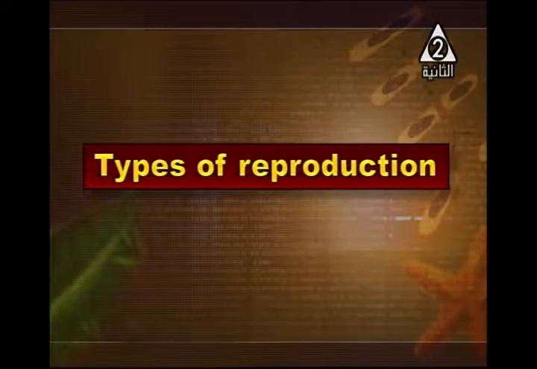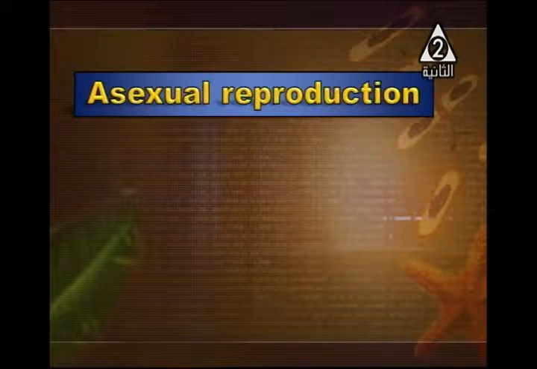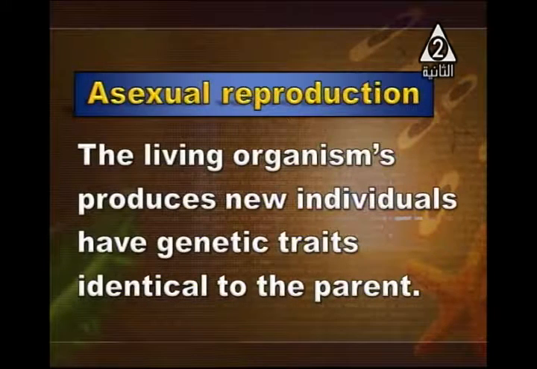What are the types of reproduction? There are two types of reproduction. The first is sexual reproduction and the second is asexual reproduction. Firstly, we will talk about asexual reproduction. What is meant by asexual reproduction?